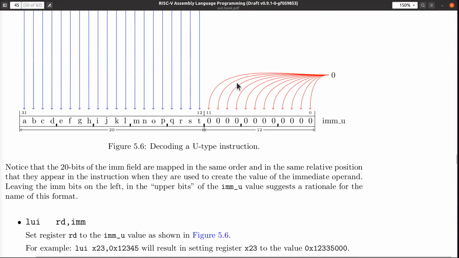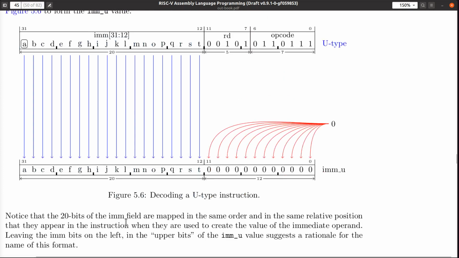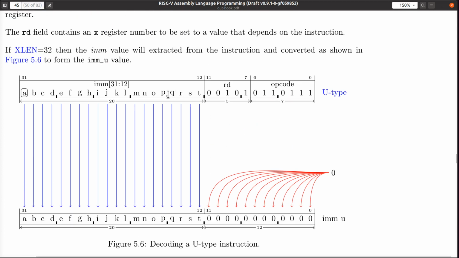That's the number 5. So that would be LUI x5 followed by something for this thing. Well, what is that? Okay. Well, that's what's weird about this one. The immediate value has 20 bits in it. And I put these letters in here so that if you can't follow the arrows so easily, you may not be able to figure out that A ends up here and so on. This one's easy. They all go straight down, okay?